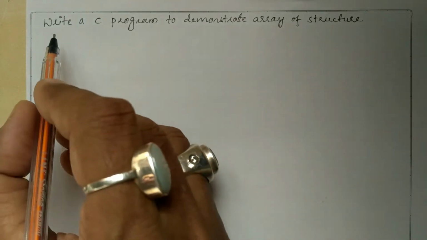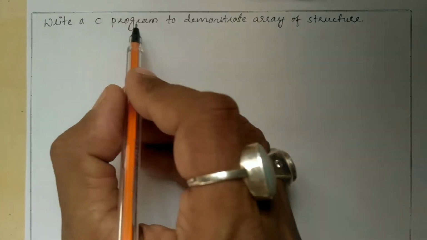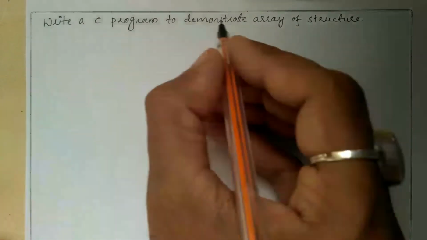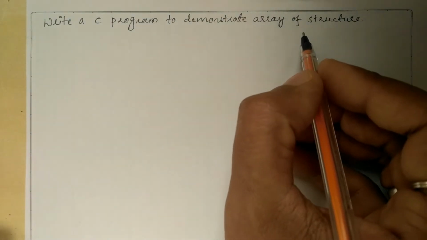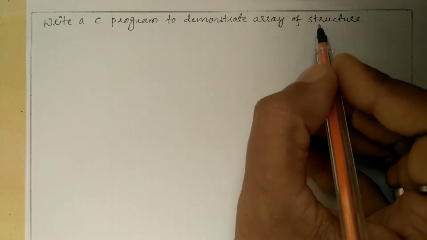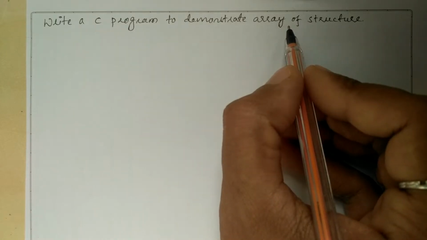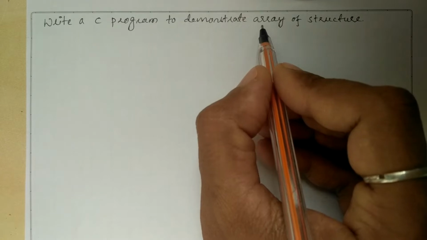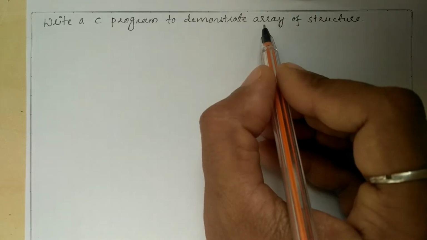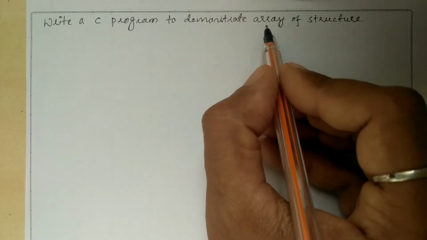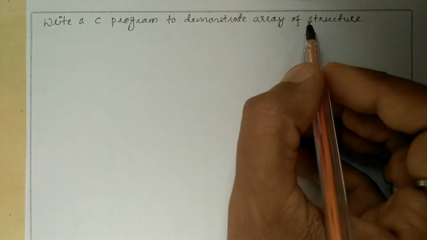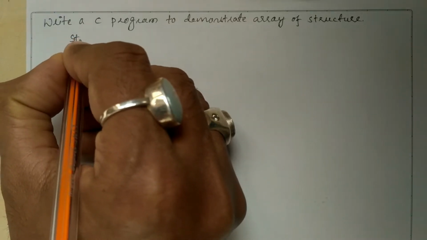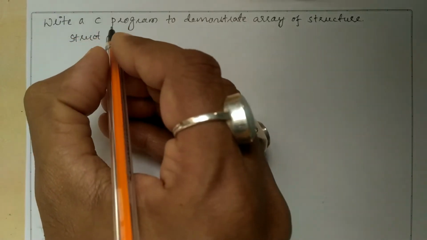My name is Hanmant Ladwa, and in this video we are going to write a C program to demonstrate array of structure. Here array of structure means whenever we define a structure definition we can create an object. So a single object can be created. Instead of that, if I want to process more than one object at a time, then I can use array of structures.